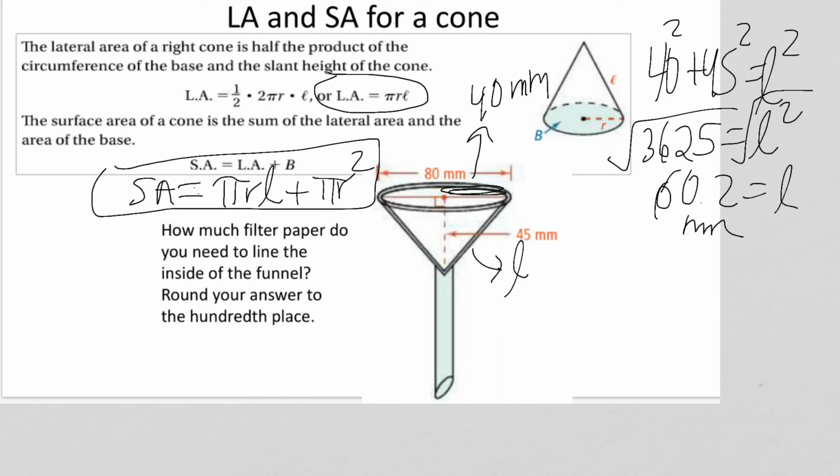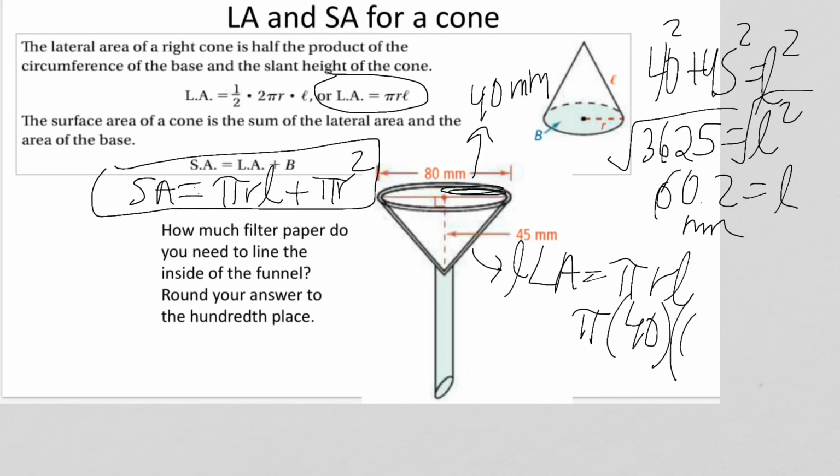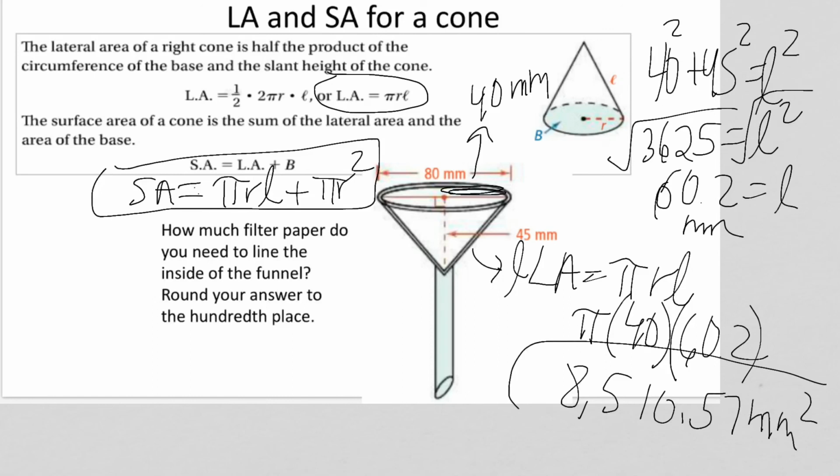So now if I use my lateral area formula, pi times R times L, I'm plugging in my radius of 40. My slant height that I just got is 60.2. Plug it in, and I get it to be about 8,510.57 millimeters squared, to the hundredths place. So this is the lateral area of this funnel, how much paper we would need to line it.